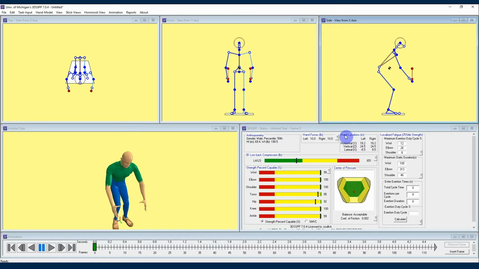The next section of the status window tells us where each hand is located in the X, Y, and Z directions from the center of the measurement coordinate system. It's important to note here where the coordinate center is. By default, it is located at the midpoint between the ankles at the level of the floor. Note that the units, inches this time, appear in the title of this section. By the way, the English units we are seeing can be changed to metric units using a menu command. We'll go into that in later videos.